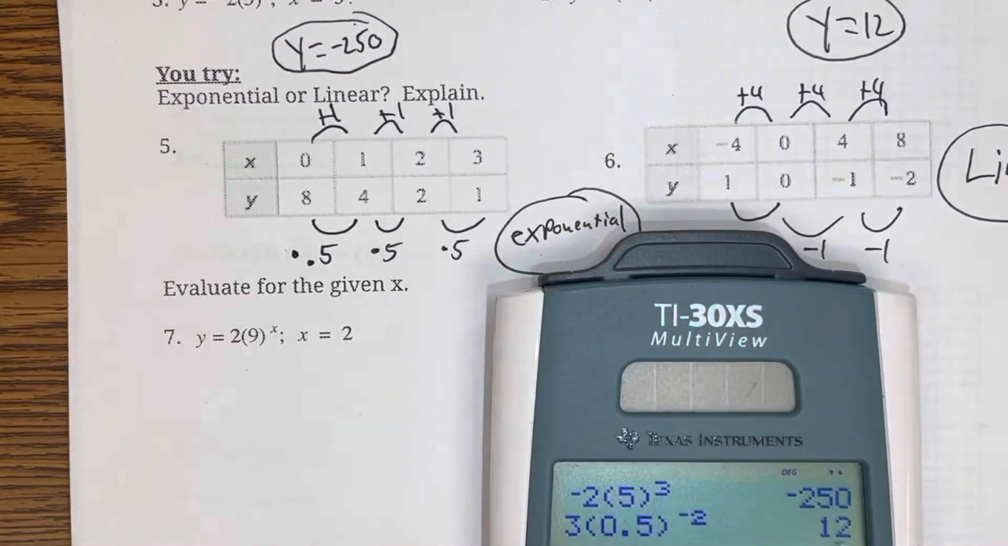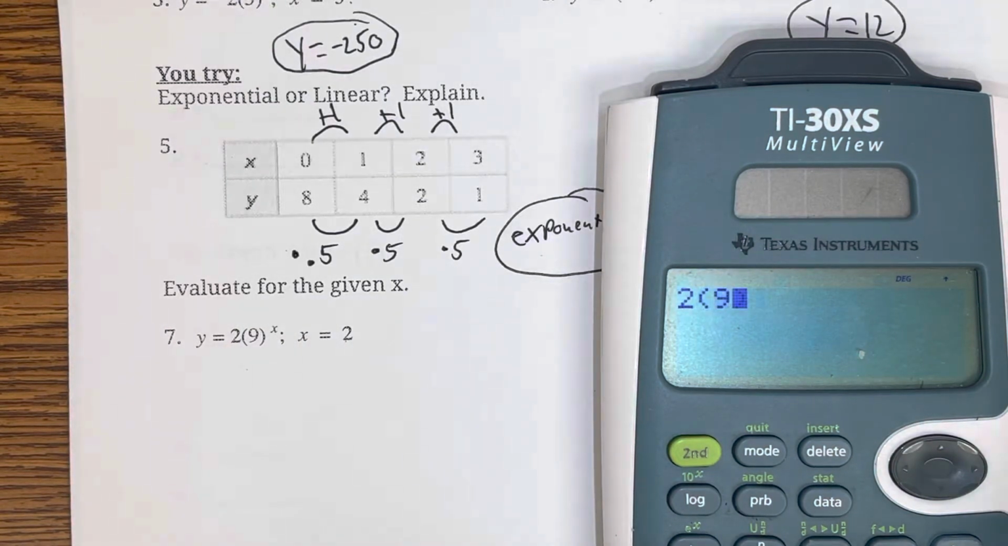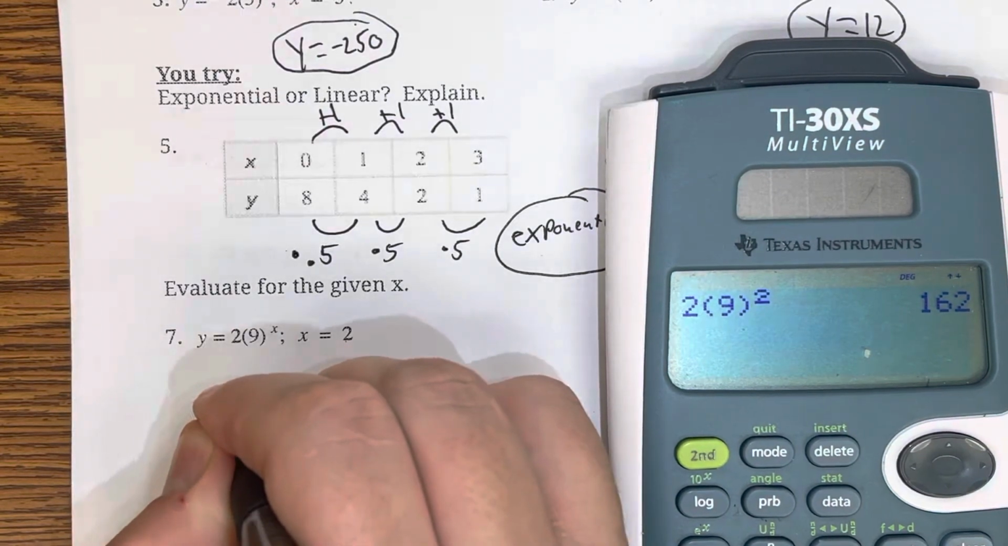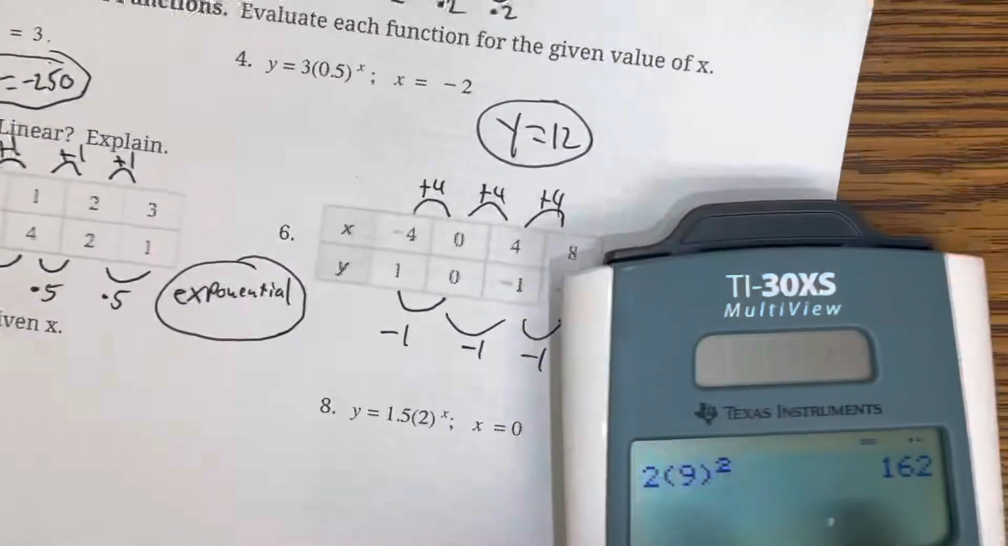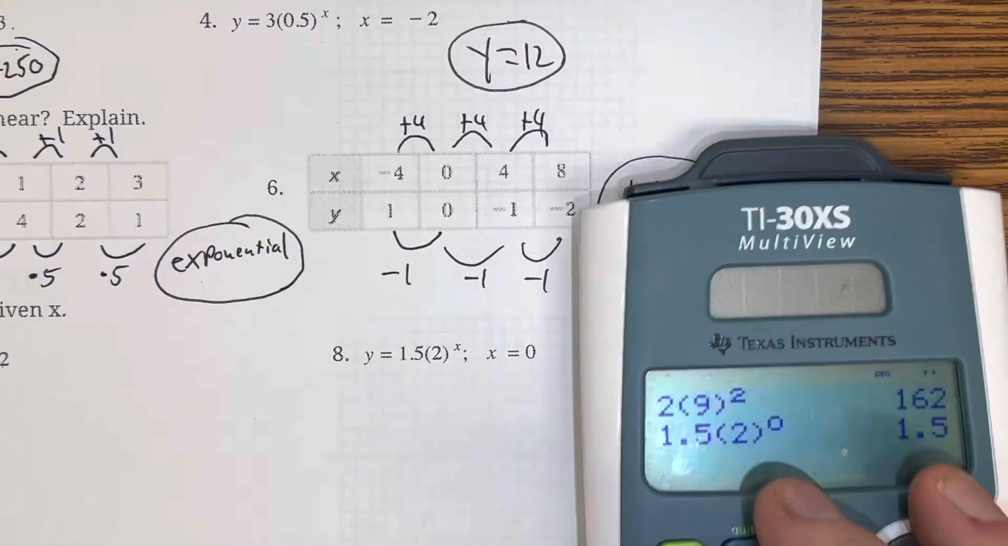Okay, next ones, make sure, like we said, plug x in, 2 parentheses 9, close it. Got to type it exactly, raised to the second, 162. And the last one, 1.5 parentheses 2, close it, raised to the 0, 1.5.